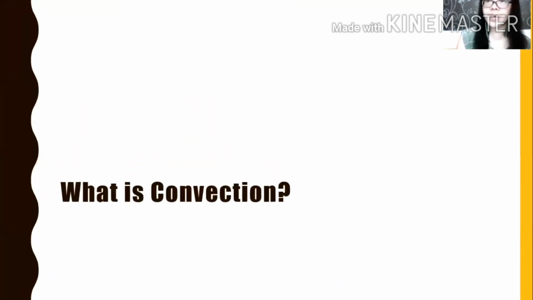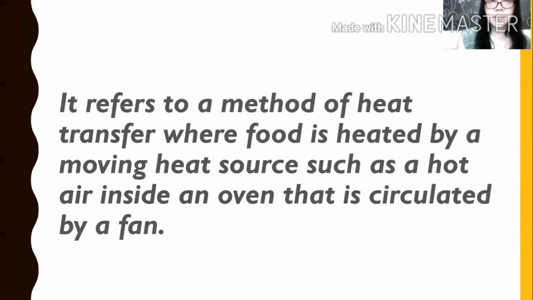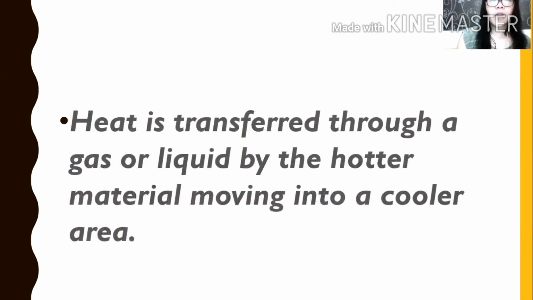Okay, next. So we're done with conduction. Let us now move to the convection. So what is convection? It refers to a method of heat transfer where food is heated by a moving heat source such as hot air inside an oven that is circulated by a fan. So in convection, the heat is transferred through a gas or liquid by the hotter material moving into a cooler area. Again, in convection, the heat is transferred by either a gas or a liquid.